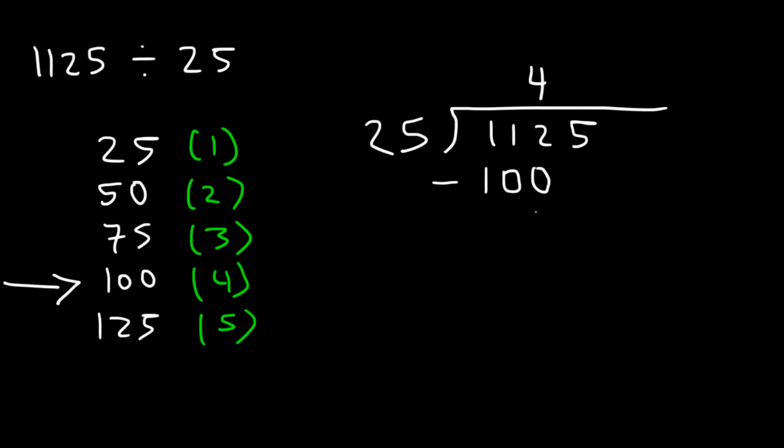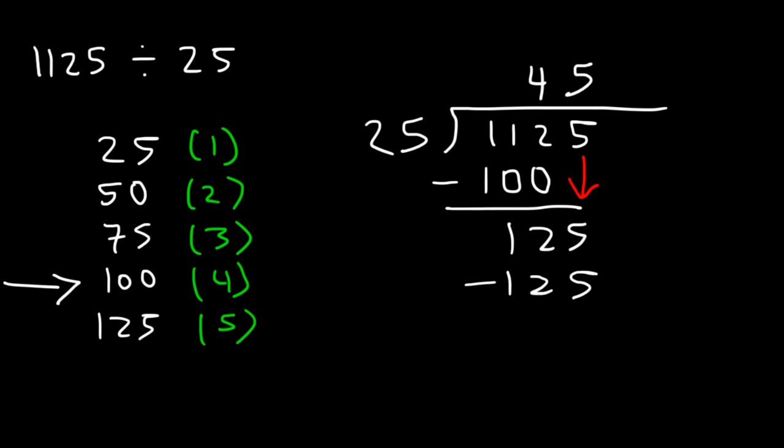And 25 times 4 is 100, and now we need to subtract. 112 minus 100 is 12. And now let's bring down the 5. And we know that 25 goes into 125 exactly 5 times. So the remainder is 0. So 1125 divided by 25 is 45. That's the answer.